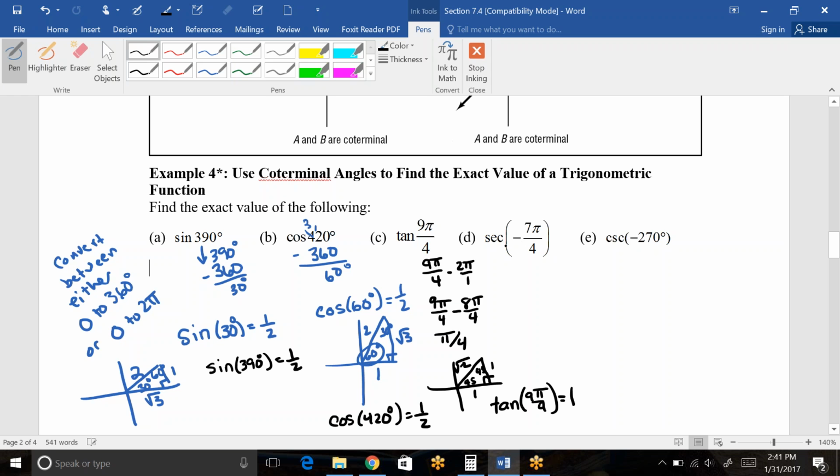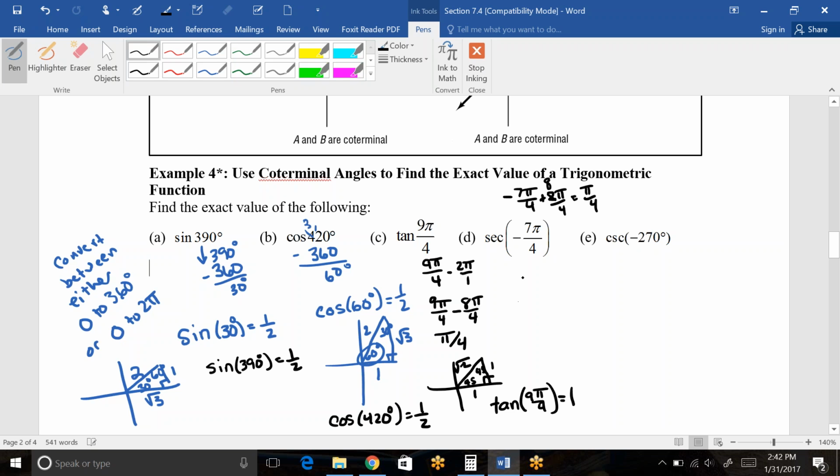Okay, let's look at secant of negative 7 pi over 4. We need to convert this. Usually when it's negative, instead of subtracting 2 pi, I add 2 pi to turn it back into a positive angle. And you may have to add or subtract multiple times, so this is not an exact science. You just have to get it between either 0 to 360 or 0 to 2 pi. So again, I'm going to get a common denominator by making that 8 over 4, and this would end up being pi over 4 as well.